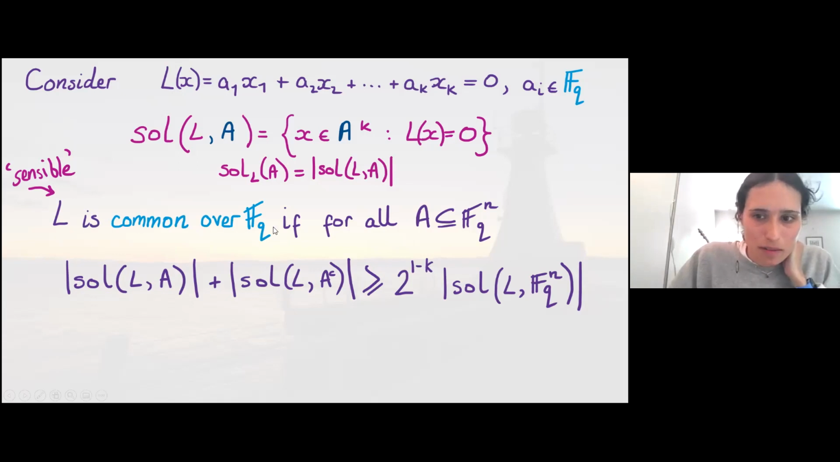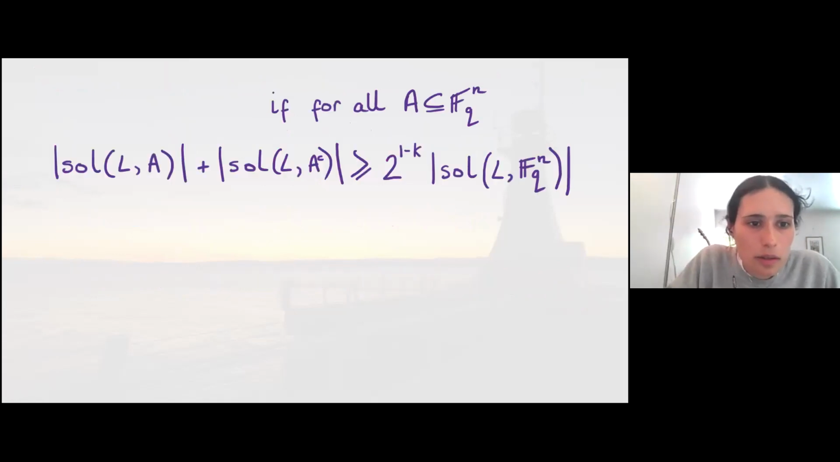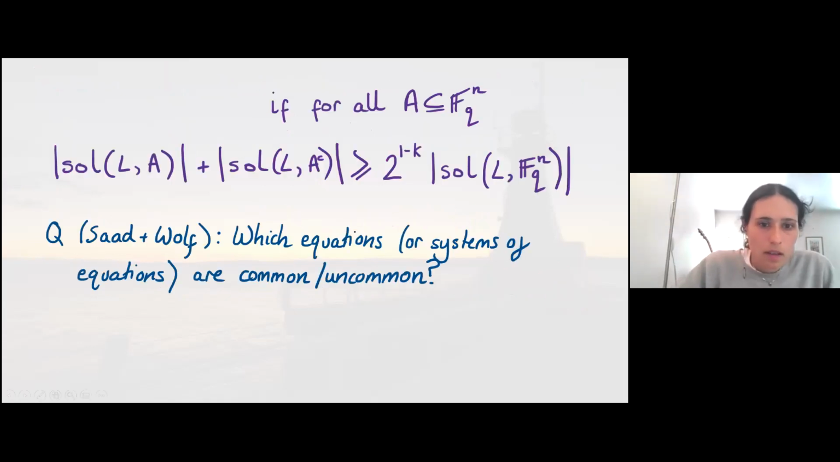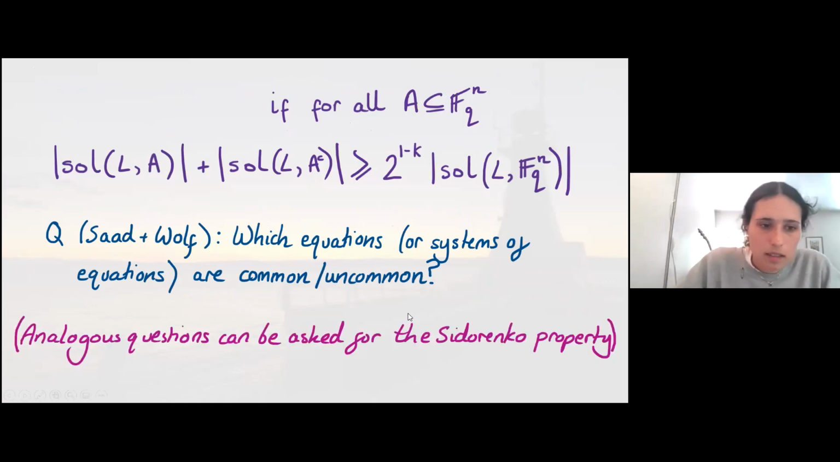this is another way of saying this is common, by looking at these sets. Okay, so there's a question of Sad and Wolf, which says, which equations or systems of equations are common or uncommon? I guess they were also interested in thinking about the Sidorenko property. They basically said, okay, people have asked all these things for graphs, people have proved specific things for special systems of equations. What can we say in general about systems of equations?